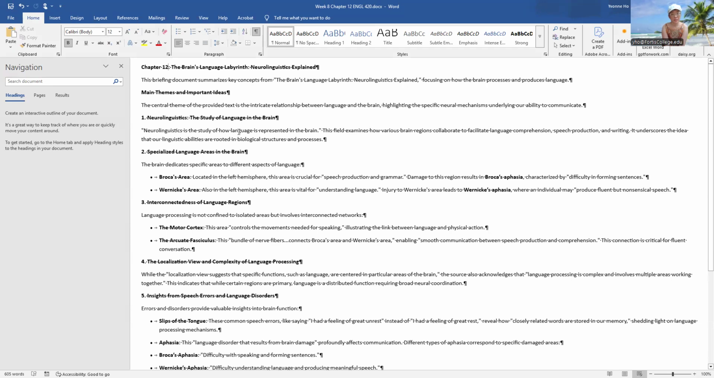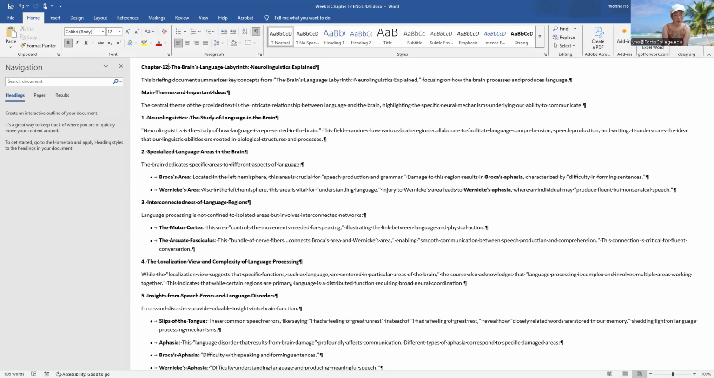This field examines how various brain regions collaborate to facilitate language comprehension, speech production, and writing. And so neurolinguistics underscores the idea that our linguistic abilities are rooted in biological structures and processes. So you have a specialized area in your brain just for language. So the brain dedicates specific areas to different aspects of language.